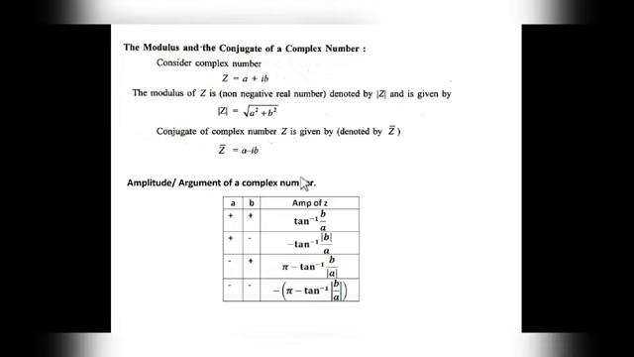Amplitude or argument of a complex number. Now, how do we find the amplitude or the argument of a complex number? If a and b both are positive, then the amplitude will be tan inverse b by a. If a is positive and b is negative, then the amplitude will be minus tan inverse mod b by a. If a is negative and b is positive, then the amplitude will be pi minus tan inverse b by a. If both are negative, then it will be minus of pi minus tan inverse mod of b by a.